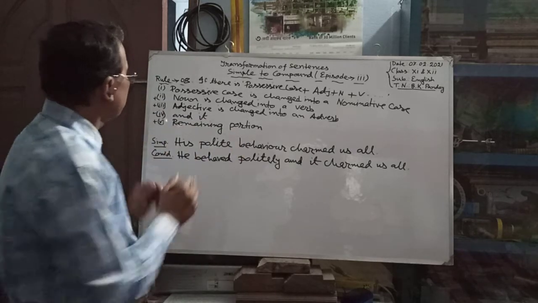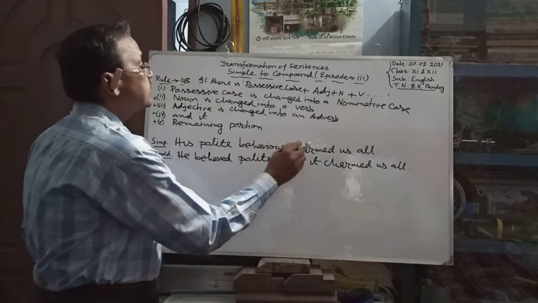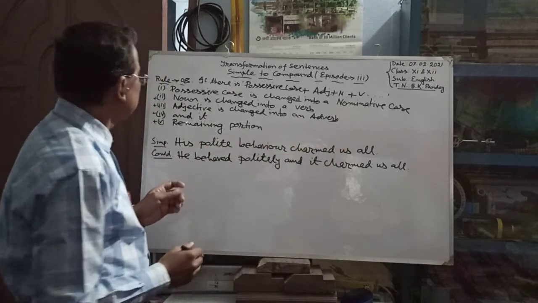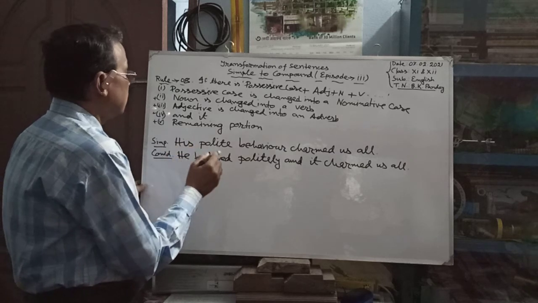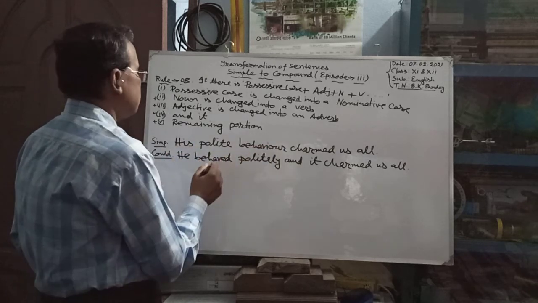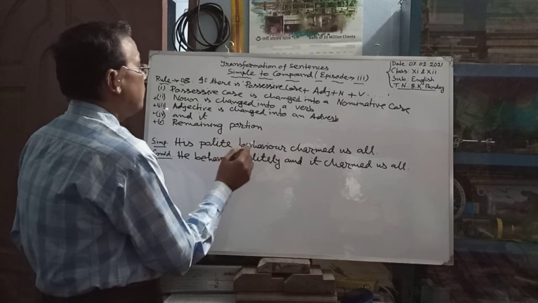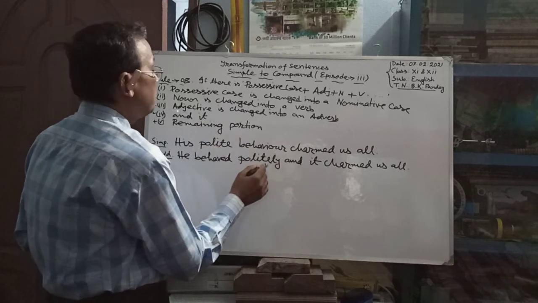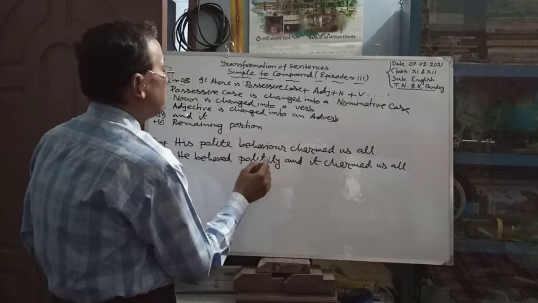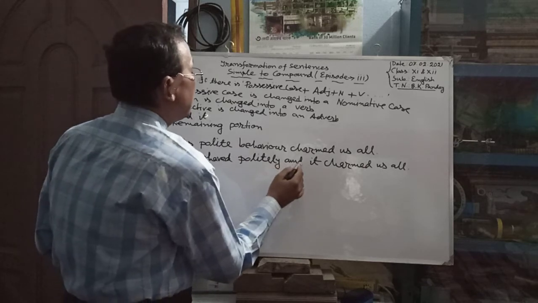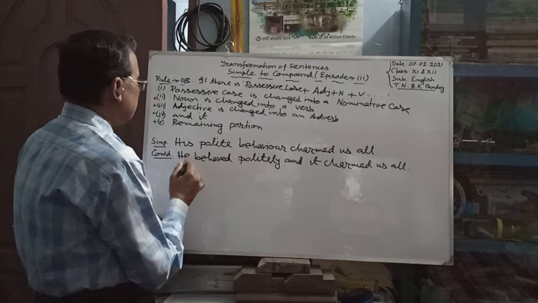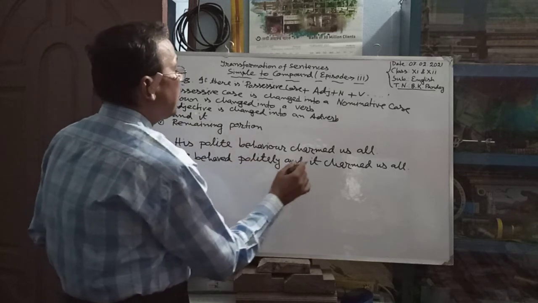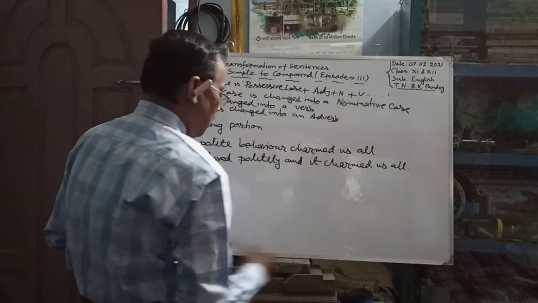For example, his polite behavior charmed us all. Here, his is changed into he. Behavior is changed into behaved. Polite is changed into politely. Then "and it", and the remaining portion. Here, the sentence: he behaved politely and it charmed us all.